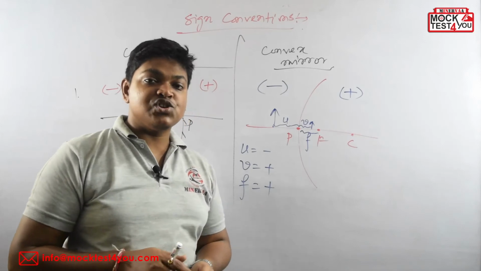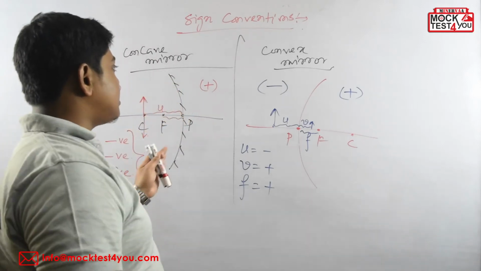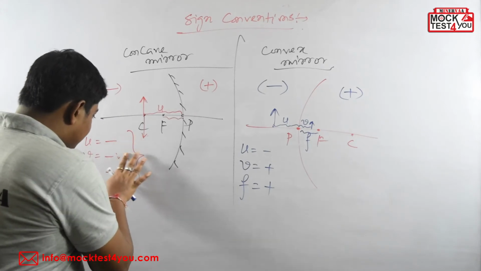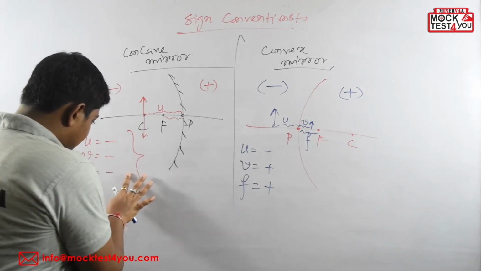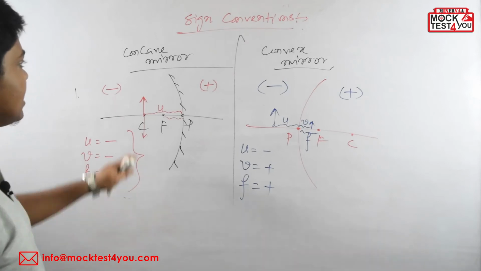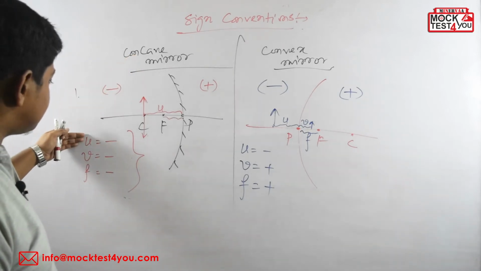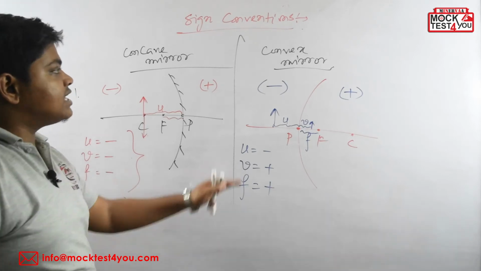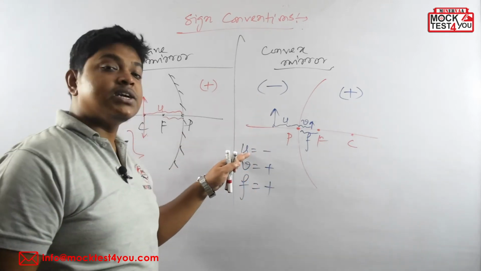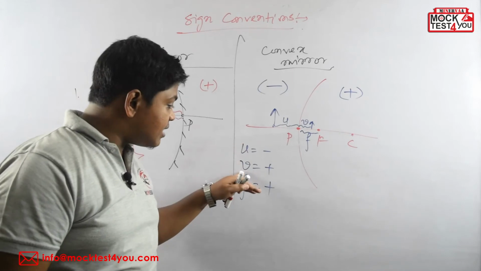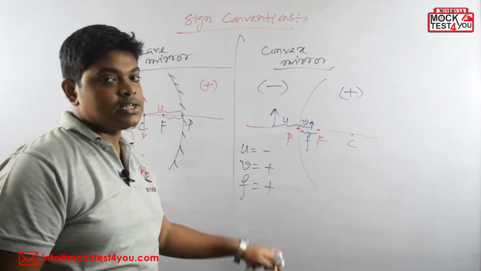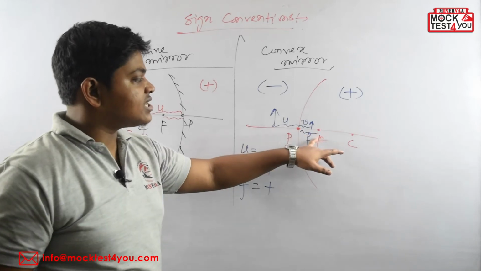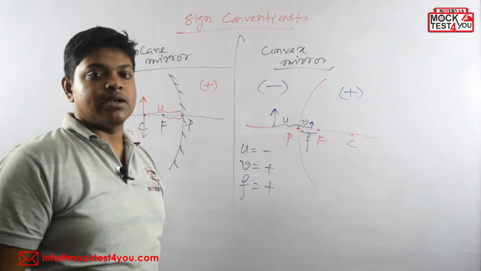So we are now able to know the sign conventions for the concave mirror and the convex mirror. If you feel uncomfortable, just eliminate this V sign over here. For the concave mirror, the object distance, image distance and focus are all negative. But for the convex mirror, only the object distance is negative, while the image distance and the focal distance are positive in nature. Why? Because these two distances are measured on the right side of the mirror.